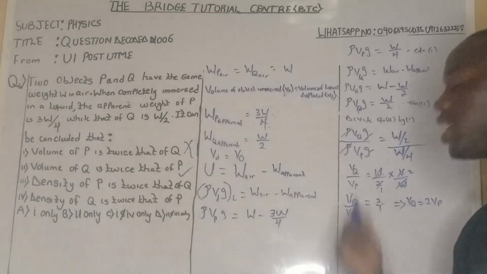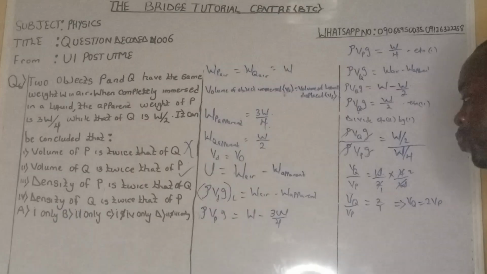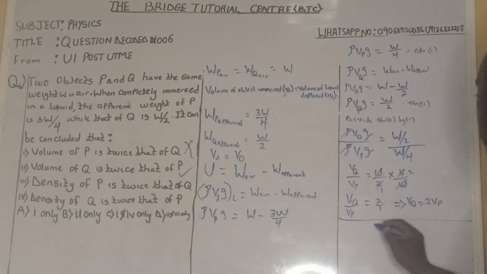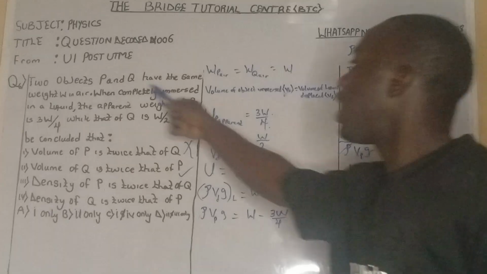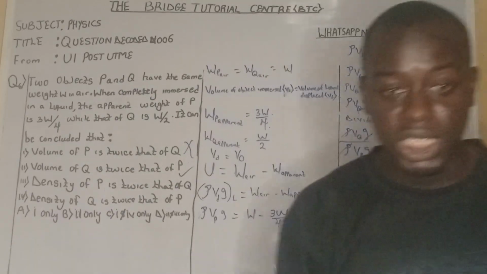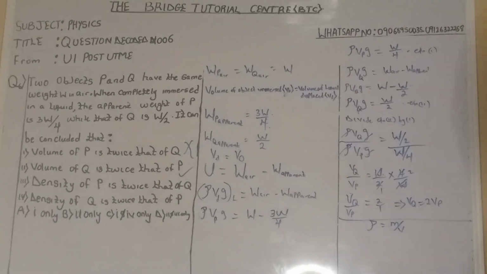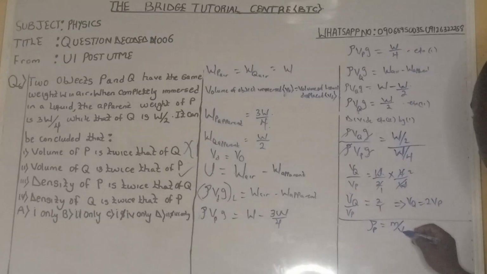So what about the density? Let's now compare the density. If you want to compare the density, what should we do? From our formula, density equals mass over volume. Since they have the same weight in air, they must have the same mass. So the mass of P is equal to the mass of Q. Let me just call it M. So the density of P is equivalent to mass over volume of P.